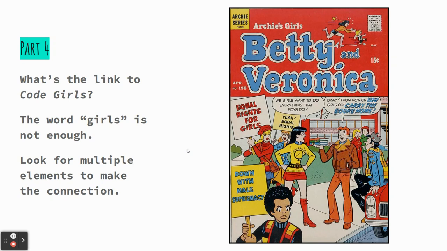Again, I can't write about one issue of a comic book, but look for multiple elements. Look for layers as you're making your connections. The word girls isn't enough. Look for multiple elements throughout to make the connection.